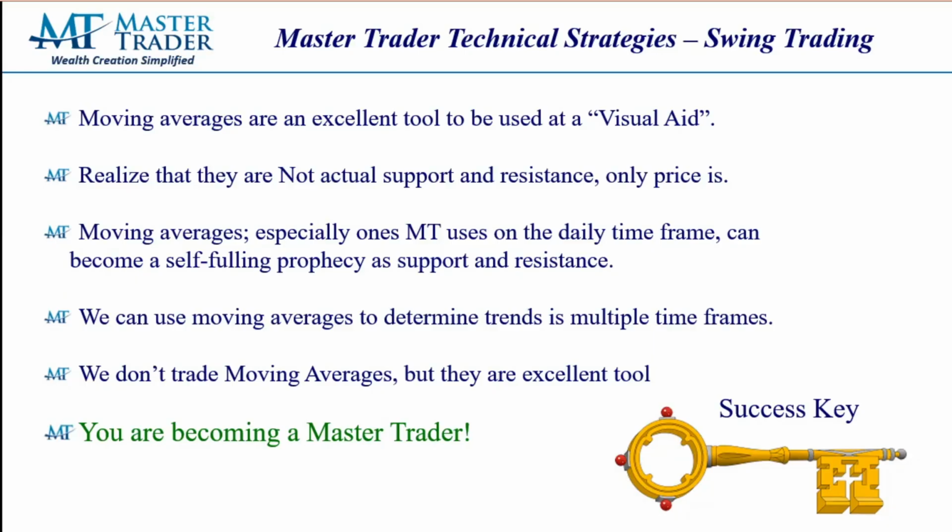They're not real support and resistance, only price is, but they can become a self-fulfilling prophecy, especially the ones that we use on the daily time frame, because institutions use them. They're focused on as buy areas, the 50 MA, the 200 MA. So that's why we use them, and we use them in a simple way. Simple moving averages, not exponential, not weighted, not triangular, not optimized. Right? We keep things simple.